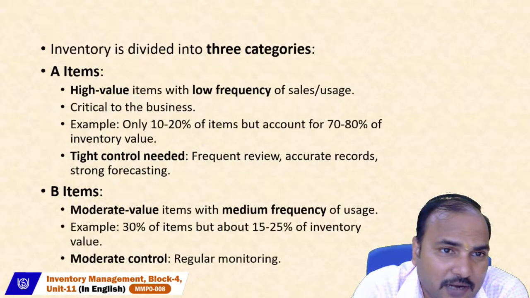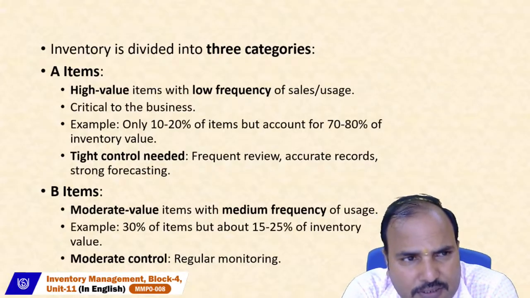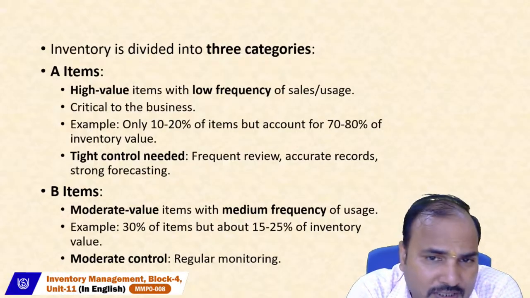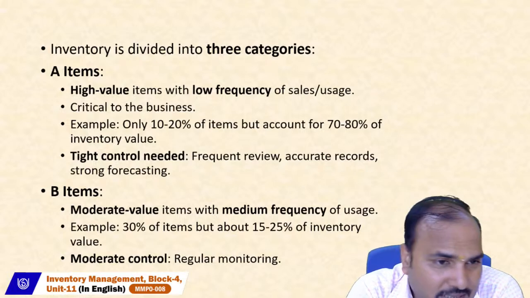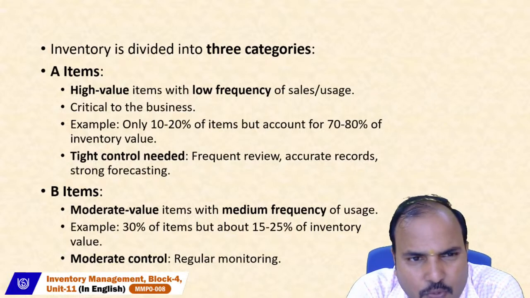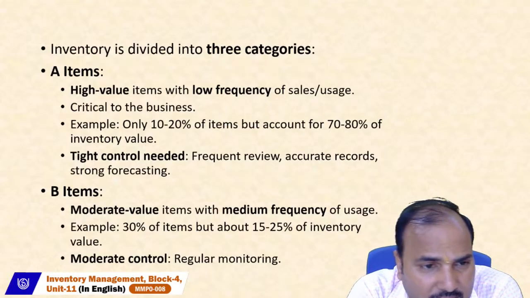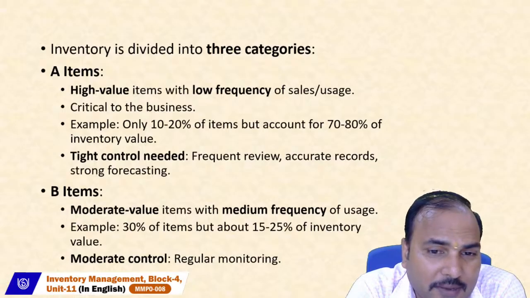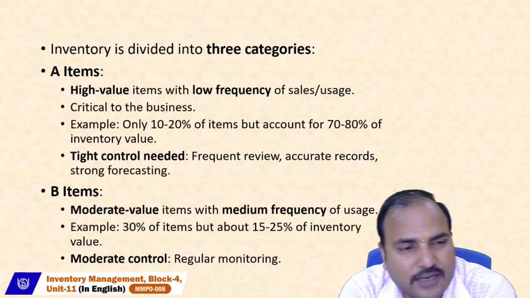In ABC inventory management, the inventory is divided into three categories. One is the A category, which has high value items with low frequency of sales and usage, that are critical to the business. For example, only 10 to 20% of the items account for 70 to 80% of the inventory value. Tight control is needed. Frequent review, accurate records, and strong forecasting are required for the A category items.